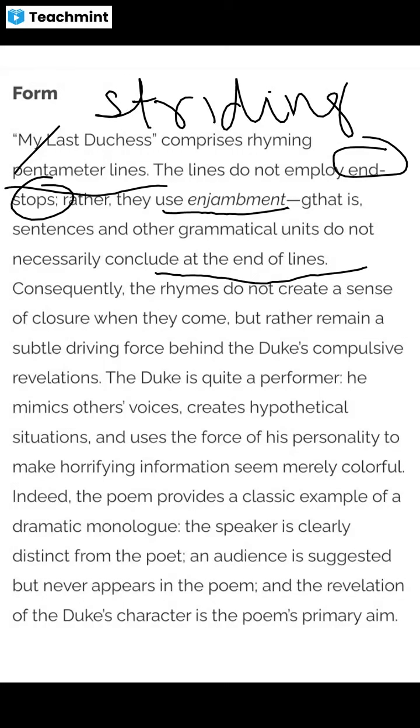The Duke is quite a performer. He mimics others' voices, creates a hypothetical situation, and uses the force of his personality to make horrifying information seem merely colorful indeed. What information? Horrifying. डरावने वाली बातें करता है. The poem provides a classic example of a dramatic monologue. Poem किसका example है? It's an example of a dramatic monologue.